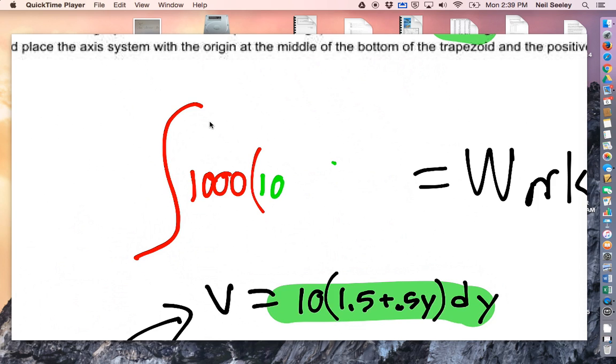It's 10 times 1.5 plus 0.5y. Okay, there's that volume thing. Ooh, we don't want that. We want red, right? Go red and undo. There we go, red. And then, if you remember, there's a dy at the end of that.